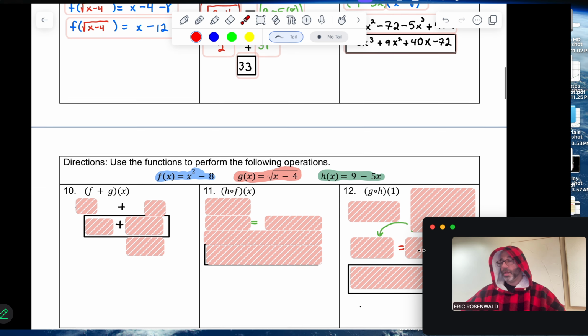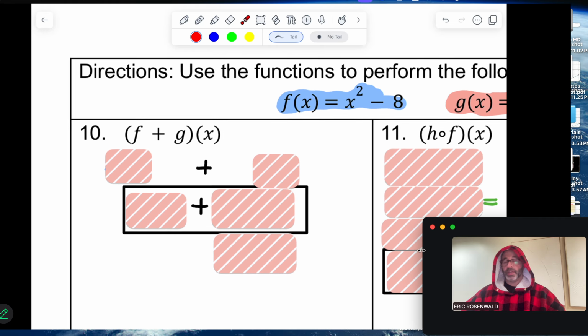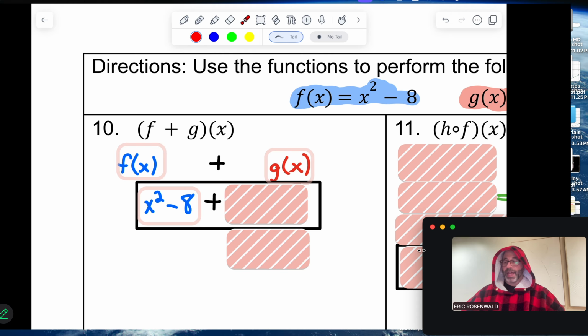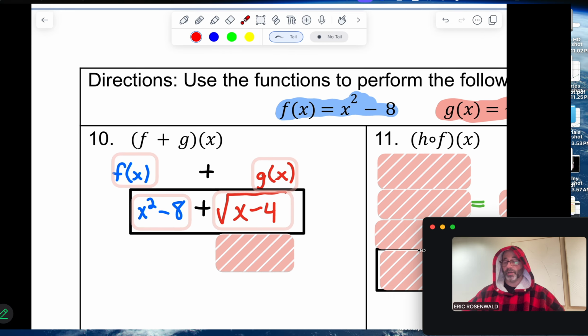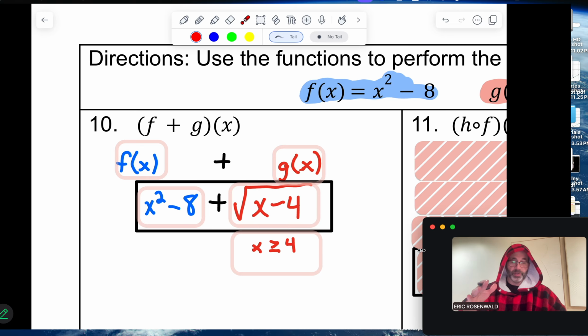Okay. This is more practice of it, so I'm going to kind of speed up the process here. This one says we're going to take f and g and we're going to add them together. So f of x and g of x. F of x is x squared minus 8. G of x is square root of x minus 4. Now these don't actually go together. Because I have that square root on there, I can't put these together. They're not like terms, so we're done. The only thing I would state here is that the domain is that x has to be greater than 4 because we can't take the square root of a negative number.